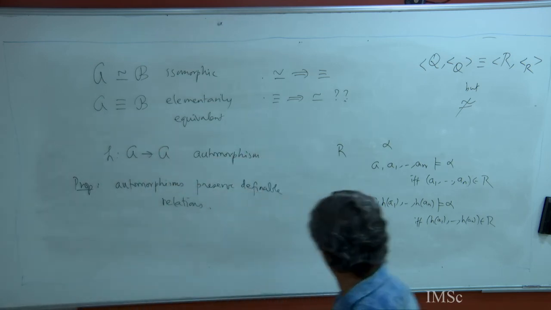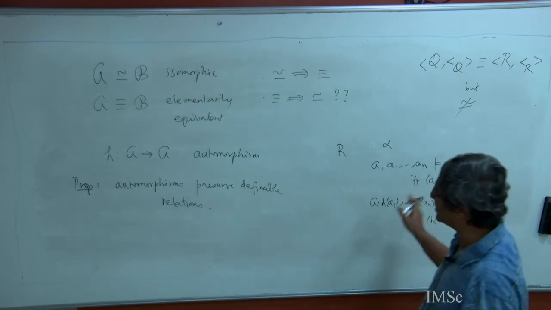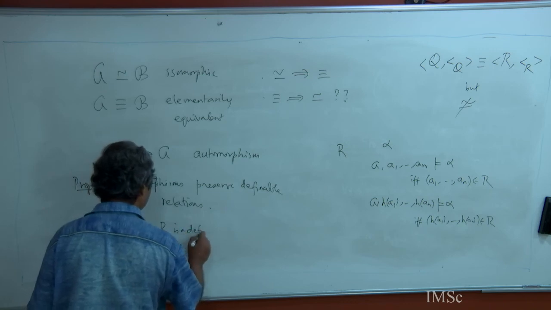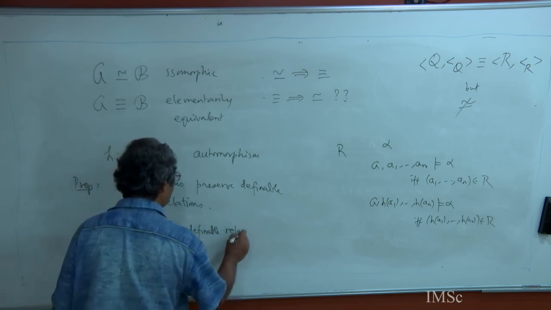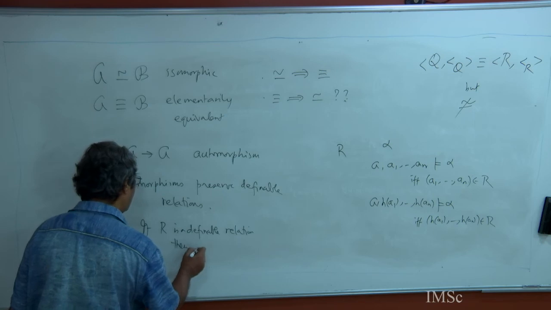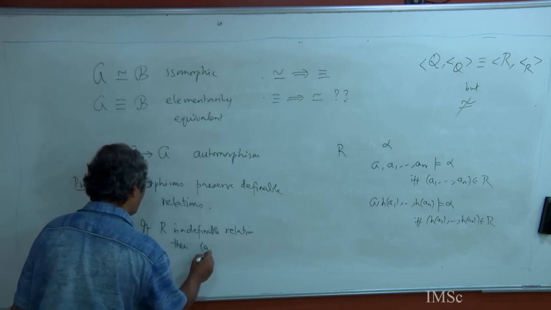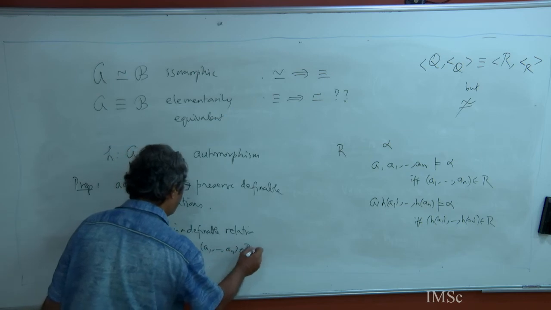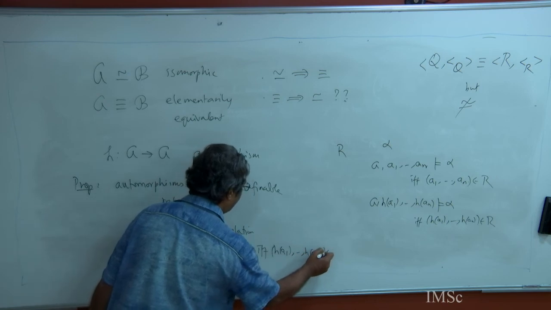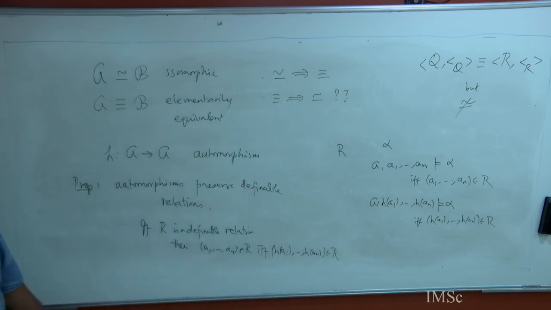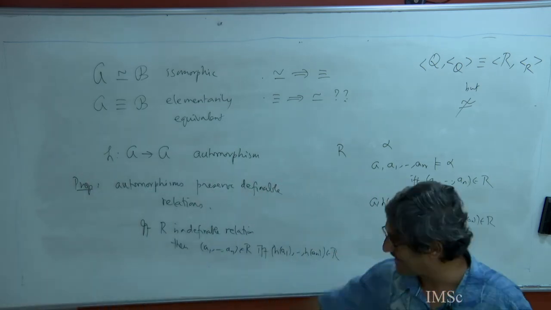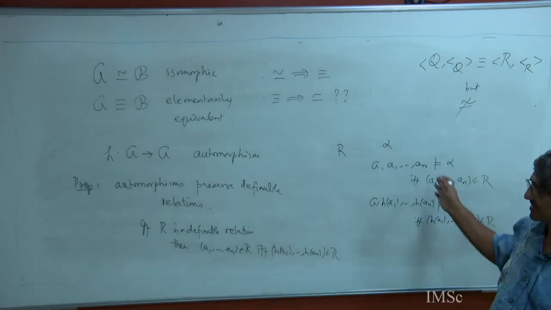What I'm saying is that if R is a definable relation, then a1 through an belongs to R if and only if h of a1 through h of an belongs to R. Probably I should write definable relations preserve automorphism, not the other way. But this is the correct statement, and that is obvious.